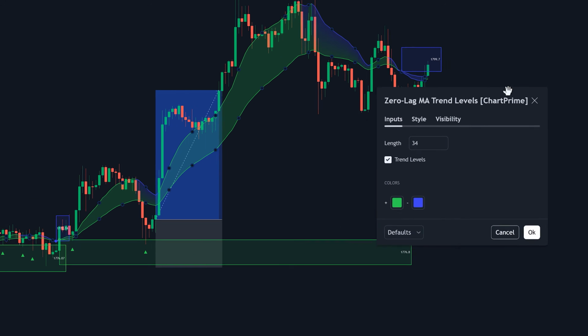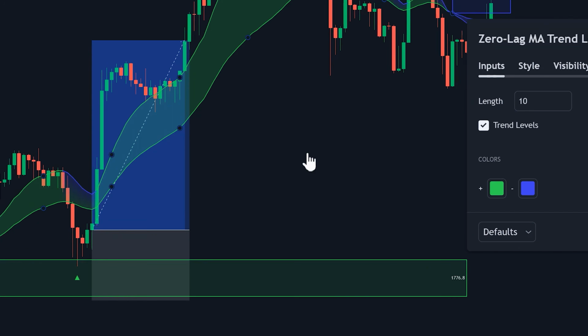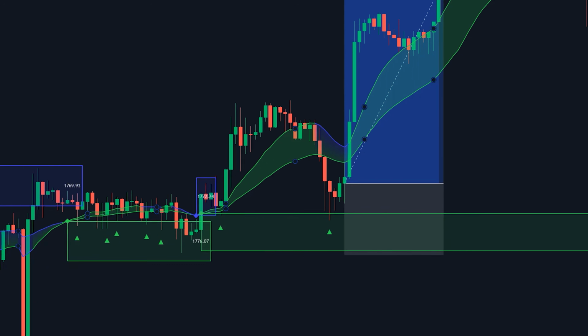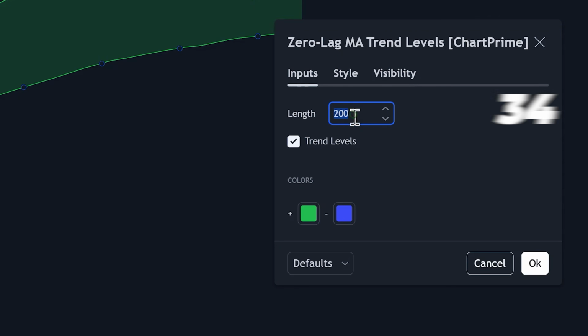On the settings, we can see that we have the length, which sets the number of both zero lag moving averages and the exponential moving average calculation length. A smaller value is gonna make the indicator more sensitive to price changes, while a larger length is gonna smooth out the volatility. For me, I'm gonna change the length to 34.